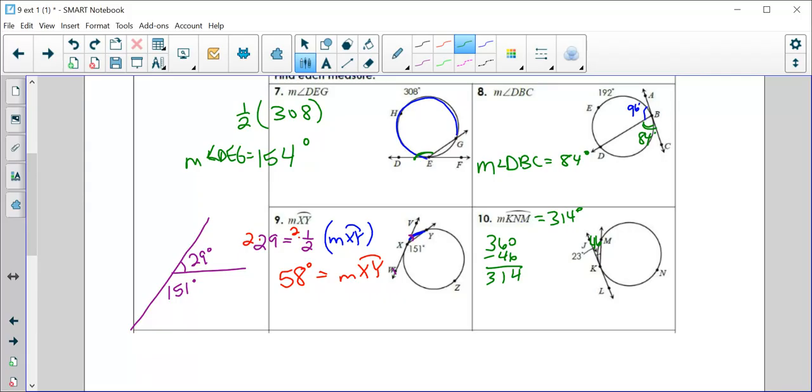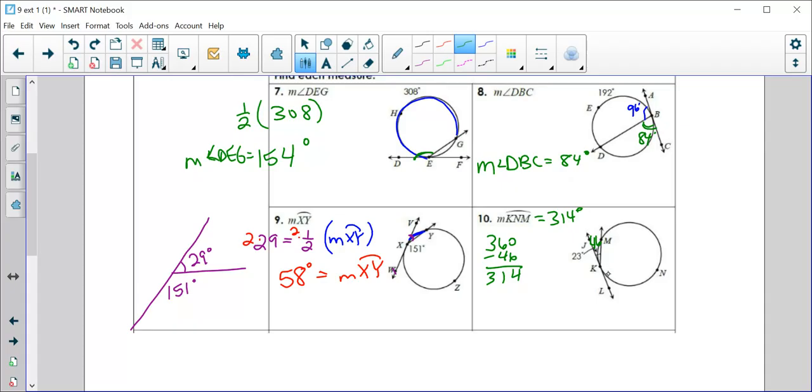All right, so number 8, you're given the arc that you don't need. So I cut it in half to get 96 and then subtract from 180 to get the angle that we do need, which is 84. An alternate method to solve this would be to subtract from 360 right away. So if we subtract from 360, we could get 168 for arc DB and then divide by 2 to get 84. So a couple different ways to get your answer.